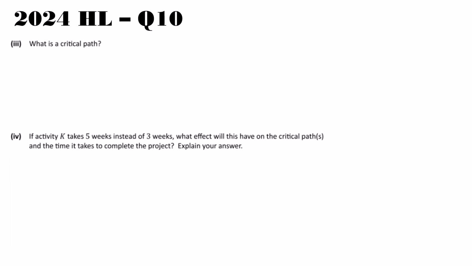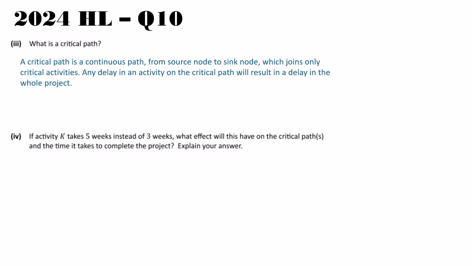So part 3 asks, what is a critical path? So critical path is a continuous path from source to sink which joins only critical activities. Any delay in an activity on the critical path will result in a delay in the whole project. So our critical activities are those that have a 0 float, or you can think about it that if there is a delay, it'll delay the whole project.